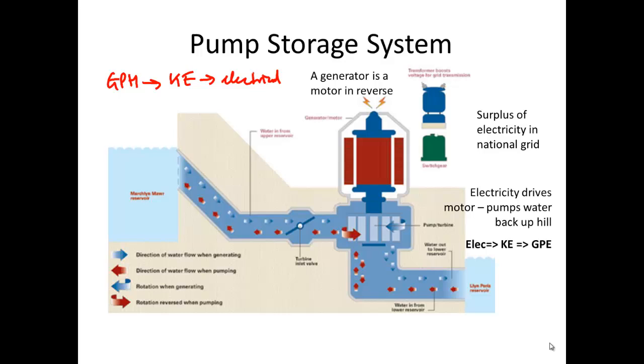So this electrical energy that you have a surplus of turns into kinetic energy of the water particles. Then this energy is turned into gravitational potential energy. So you see with the red arrow here that this kinetic energy is turned back into potential energy. That's why it's called a pump storage system.